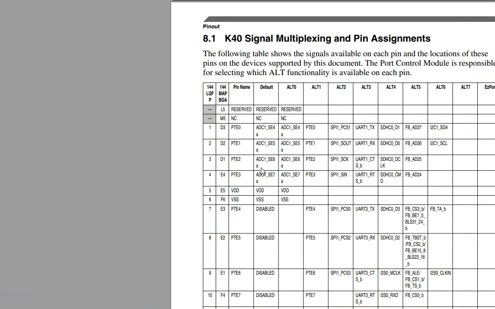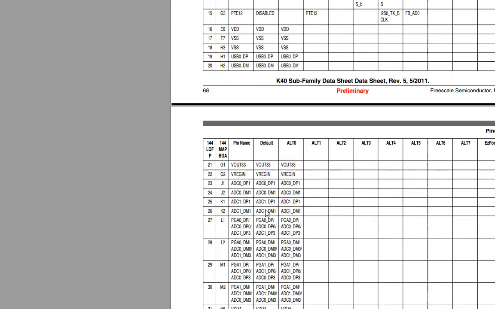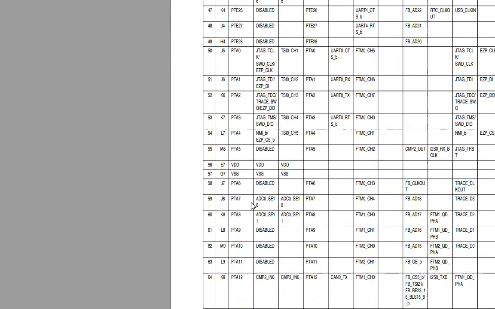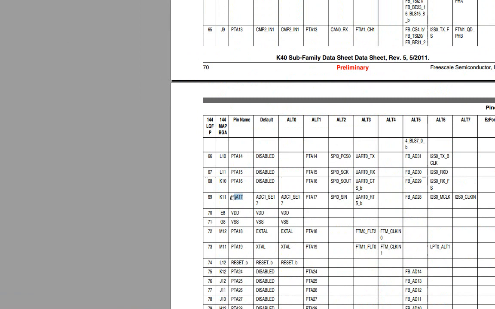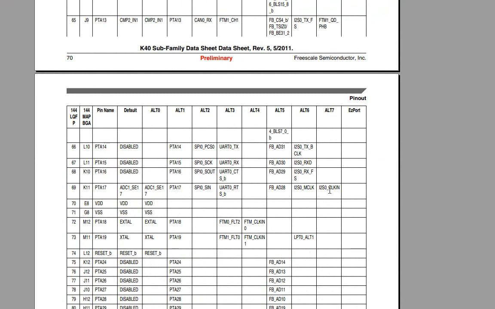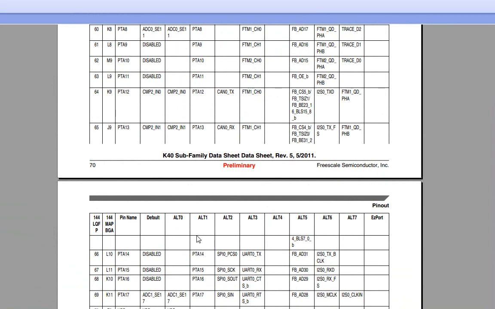There is a signal multiplexing table, and we're going to go down and find A17. It's pin 69, here's A17. You notice its default is actually an A to D converter input. Here's all the other stuff it can do. It can be an I2S clock input, a FlexBus output, a control signal for UART, an SPI signal. But there is an alternate configuration, alternate one for that port. There are up to eight alternate functions for each pin on the chip. So let's just remember that.